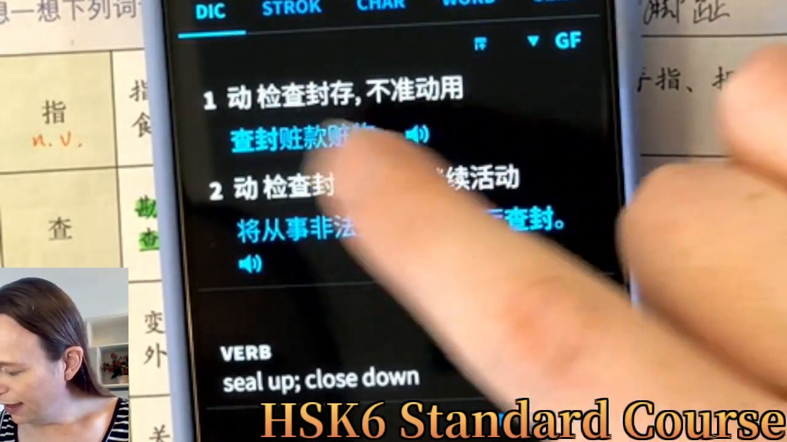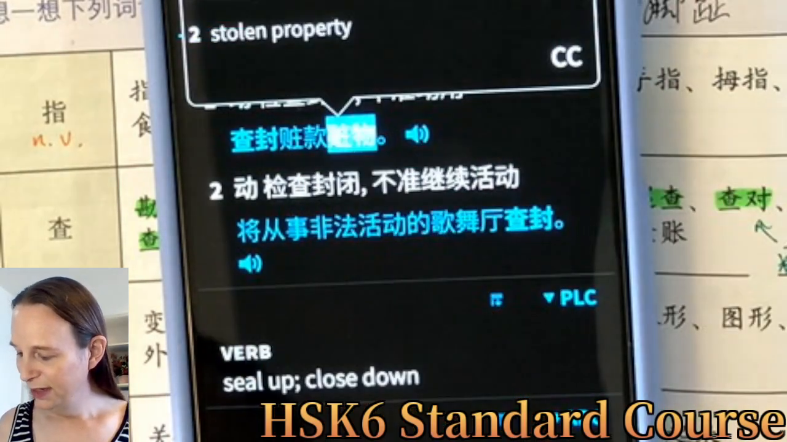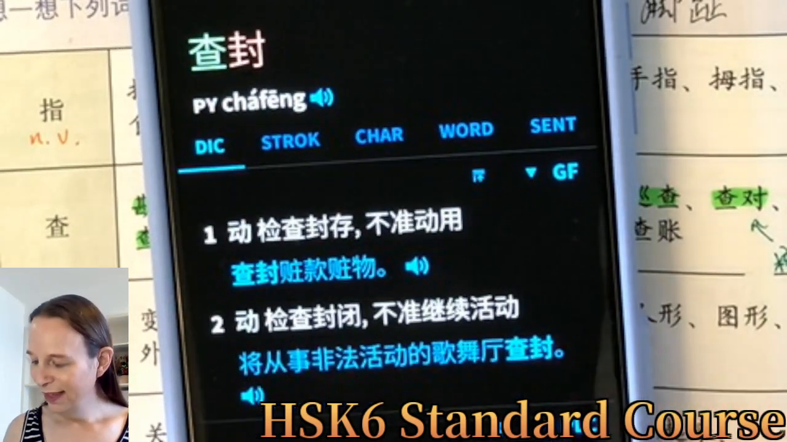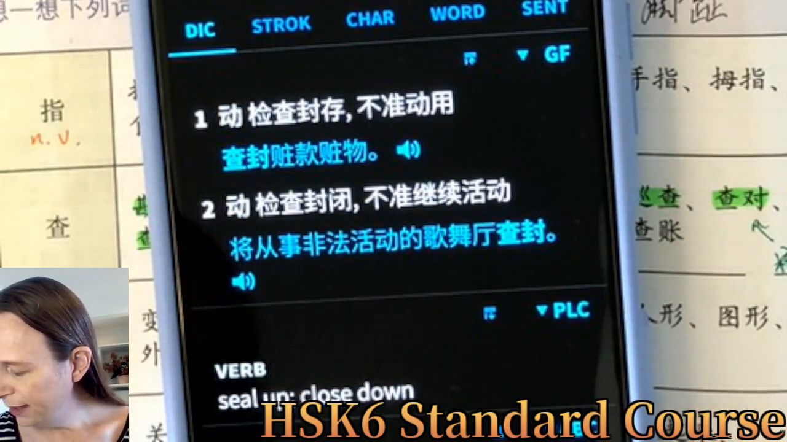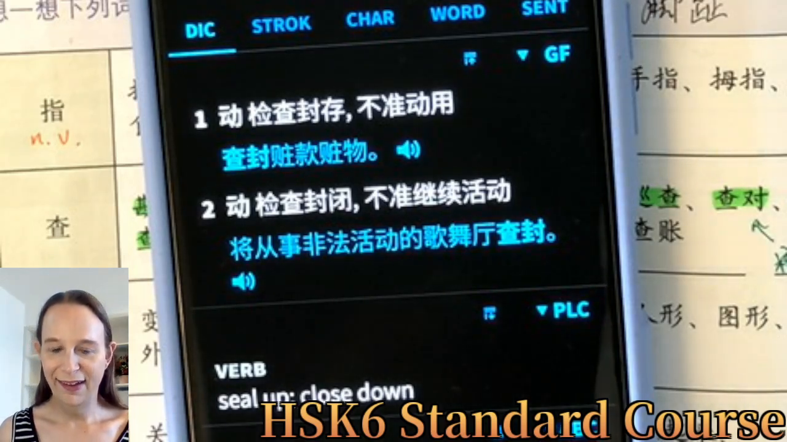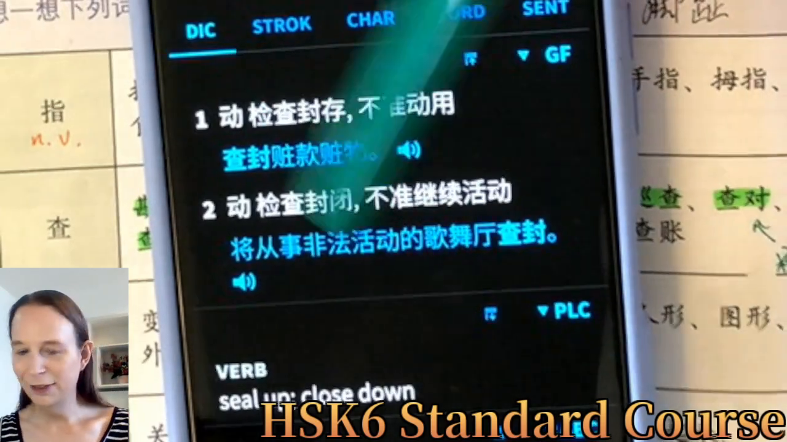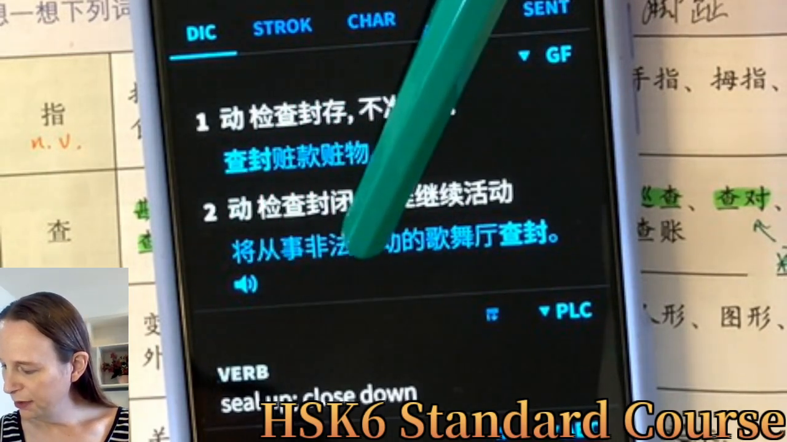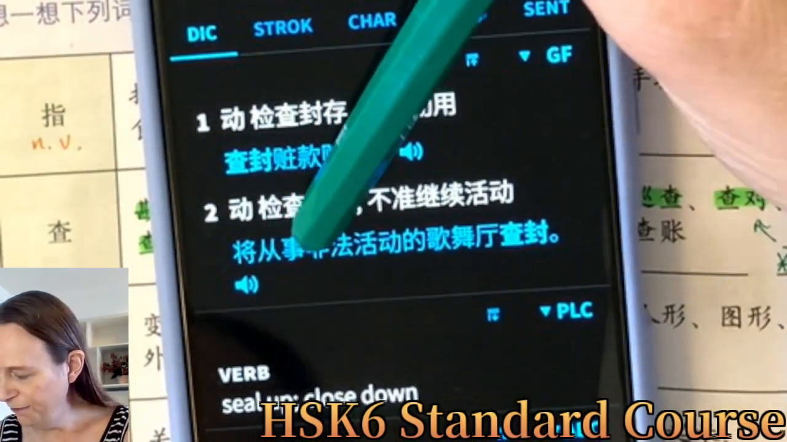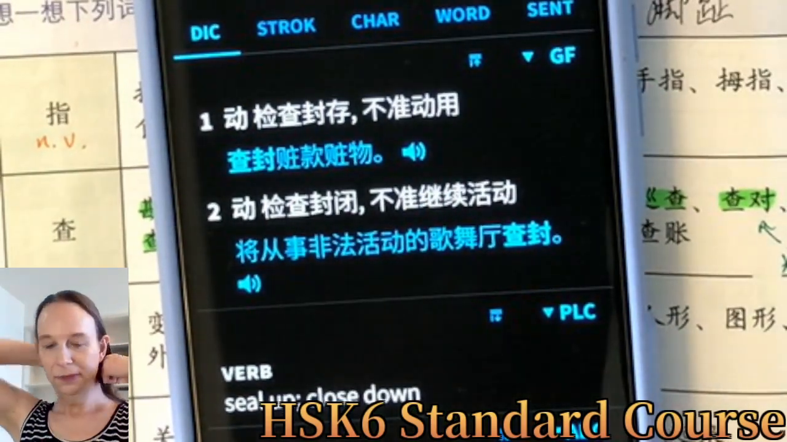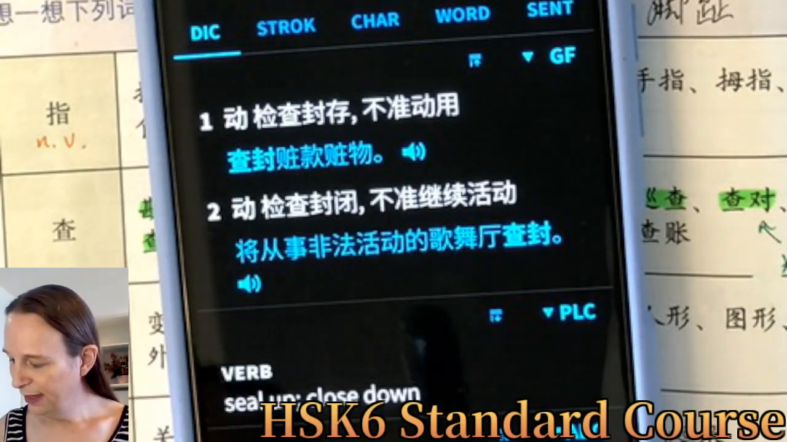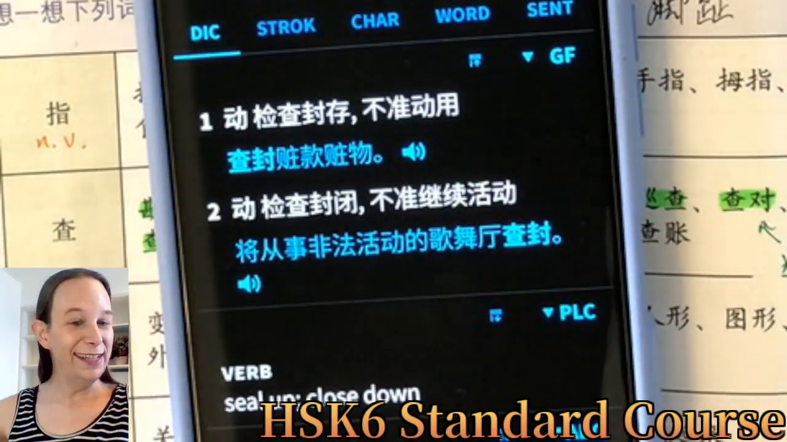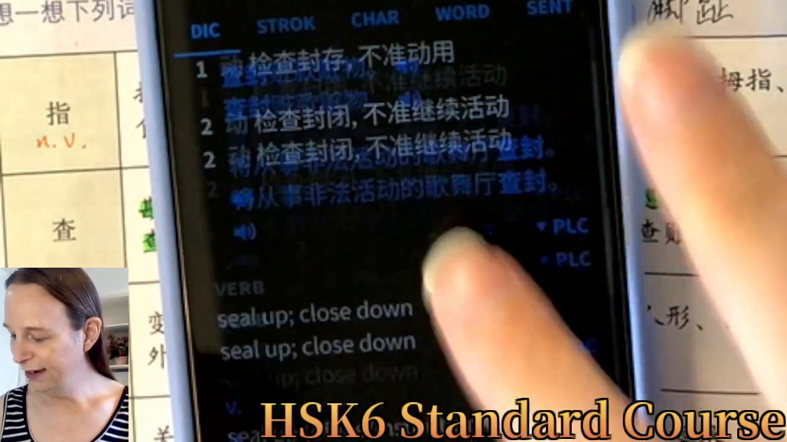Okay, 查封, what is this? 脏, sorry, 脏 meaning dirty. 赃款, dirty money, dirty goods. Okay, 检查封闭, 不准继续活动. So it's been inspected and declared needing to end or seal. 将从事非法活动的歌舞厅查封. So 歌舞厅 will be like a concert hall. It's an illegal concert hall, so it's been inspected and declared that it needs to be closed. And maybe they'll stick those stickers on the door once everyone's left to make sure no one goes in there.